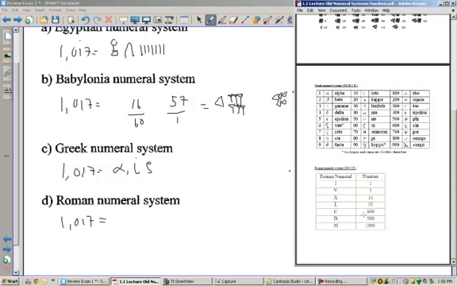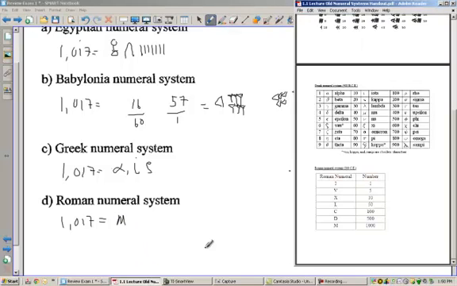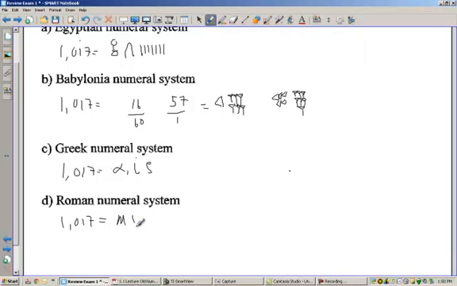So I have to pull up the Roman numeral system. So 1,000 is an M. And then I have to get 17 things. And so 17, I can do an X for a 10. I can do a V for a 5. And then 2 ones, for 17. So 1,000, 10, 5 is 15, plus 2 is 17.